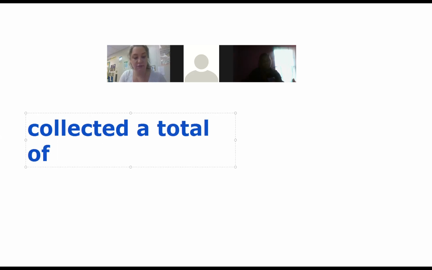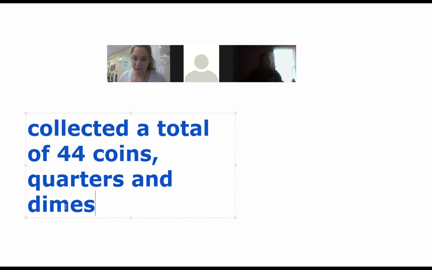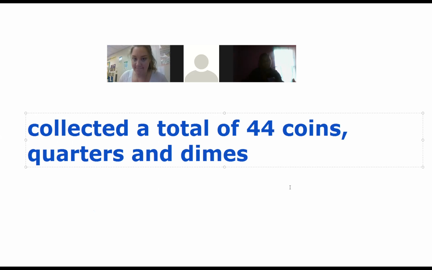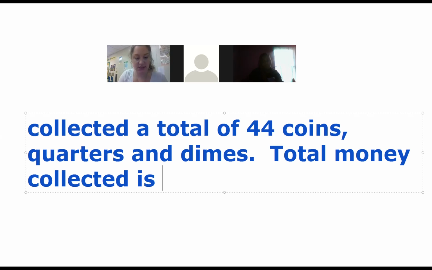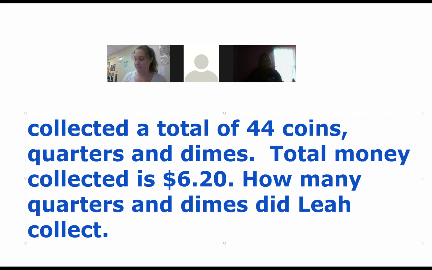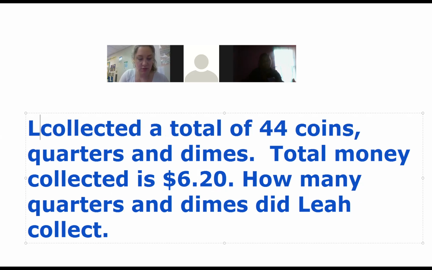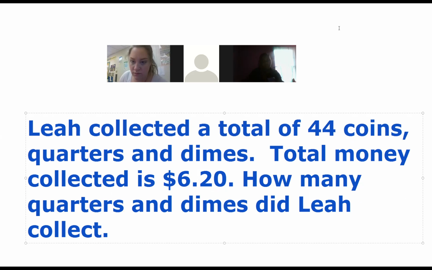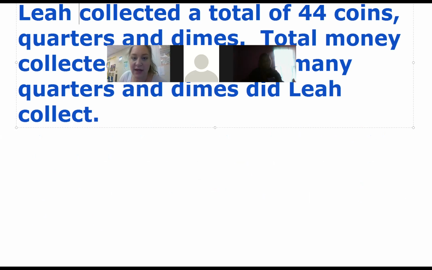Okay, here we go. I got one. All right. Someone collected a total of 44 coins, which were quarters and dimes. Total money collected is $6.20. How many quarters and dimes did Leah collect? How about that? Okay. Here we go. This is our problem.